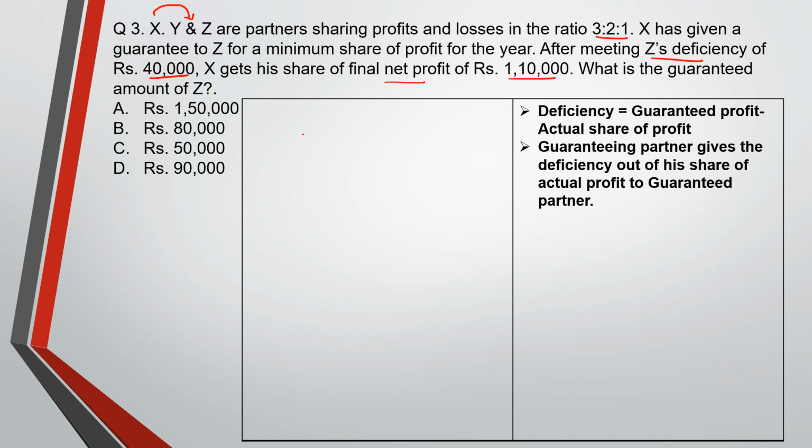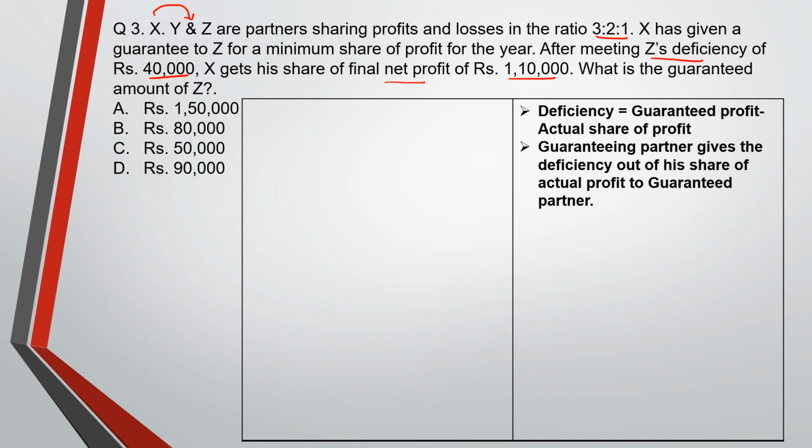So I have a suggestion here that you can pause the video as soon as I finish up with the question and you can try solving. And then you can again start the video to see whether you have solved it correctly, in case you are already familiar with the topic. So let's continue now. Now here we are supposed to find out the guaranteed amount of Z.